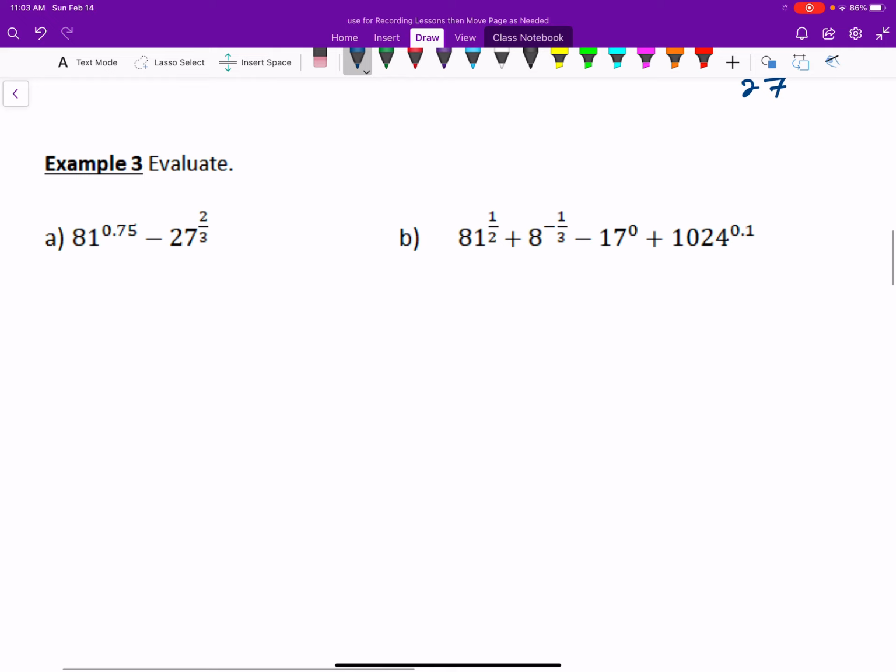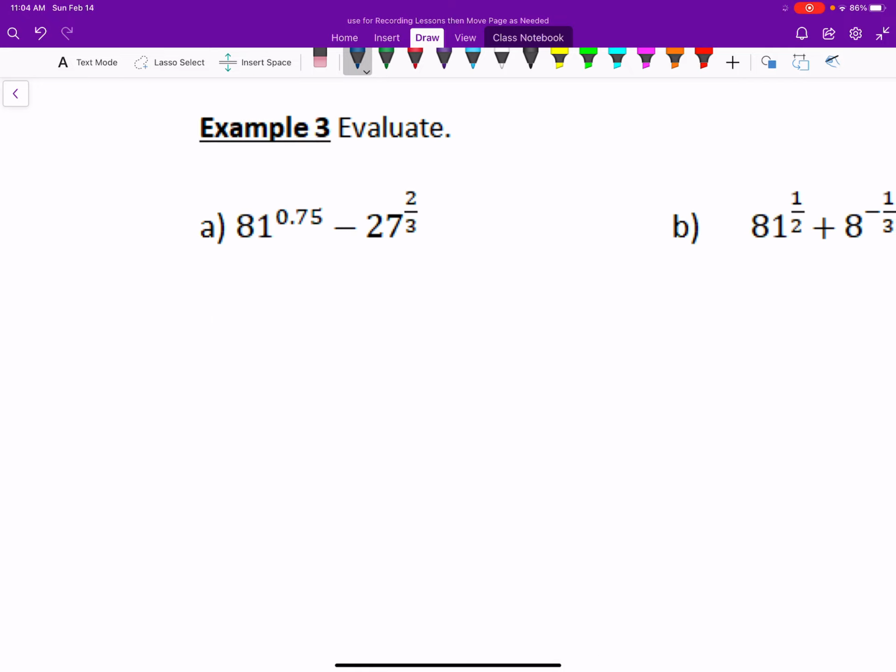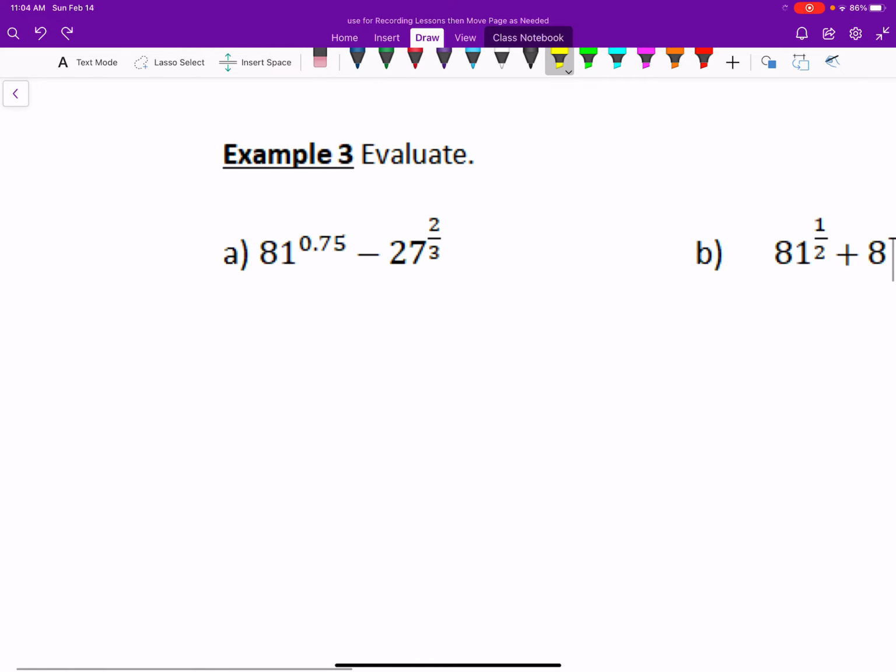Example 3, evaluate. So this one is all about order of operations. If we have actual subtraction like we do here, we know that's going to come after we've dealt with all our exponents. So we'll do it, but just remember to do it in its right place. So I'm going to rewrite these as fractions, some of these exponents. So I'll have 81 to the 3/4 minus 27 to the 2/3.